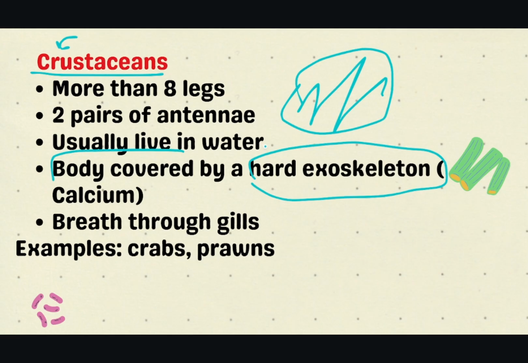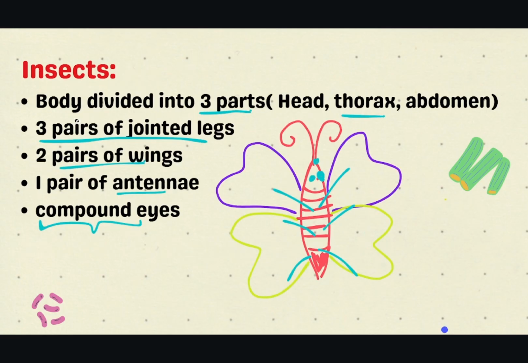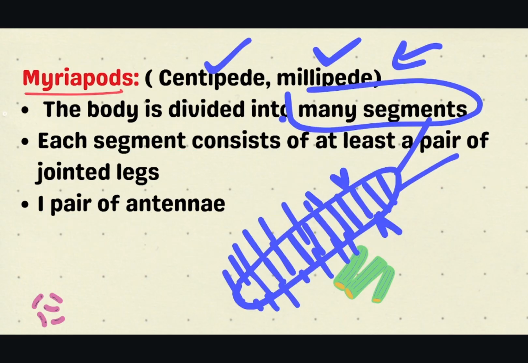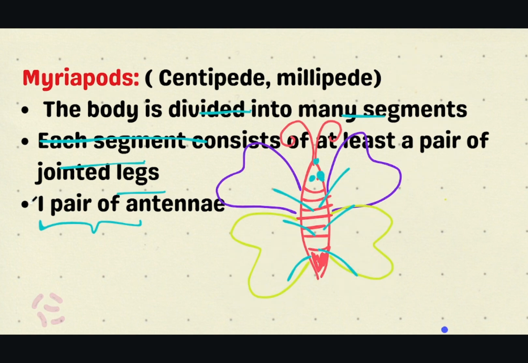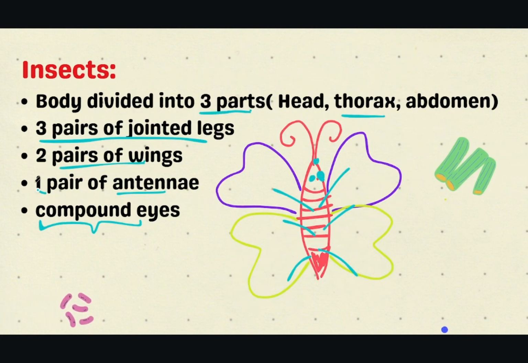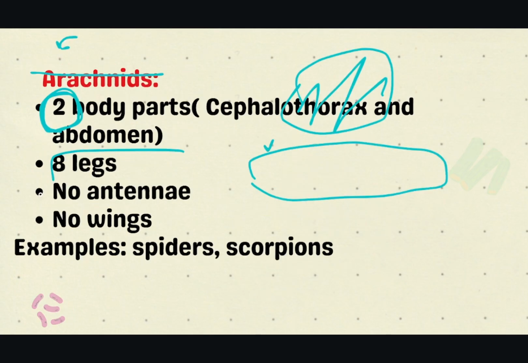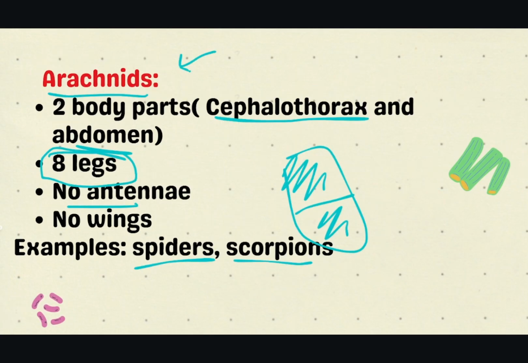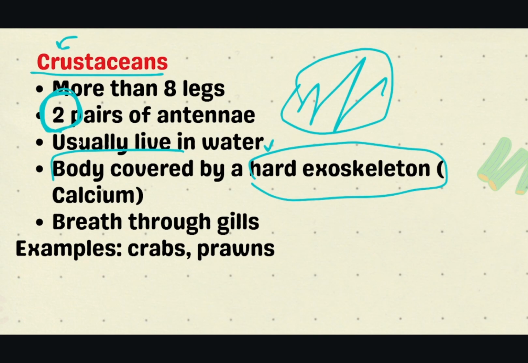So again, they usually live in water, and a key thing to note over here is that they have two pairs of antenna. Okay, we only saw in insects and in myriapods that myriapods also have a pair of antenna. Insects, they also have a pair of antenna, and arachnids, they do not have any antenna, and crustaceans also have a pair of antenna, but it has two pairs of antenna.